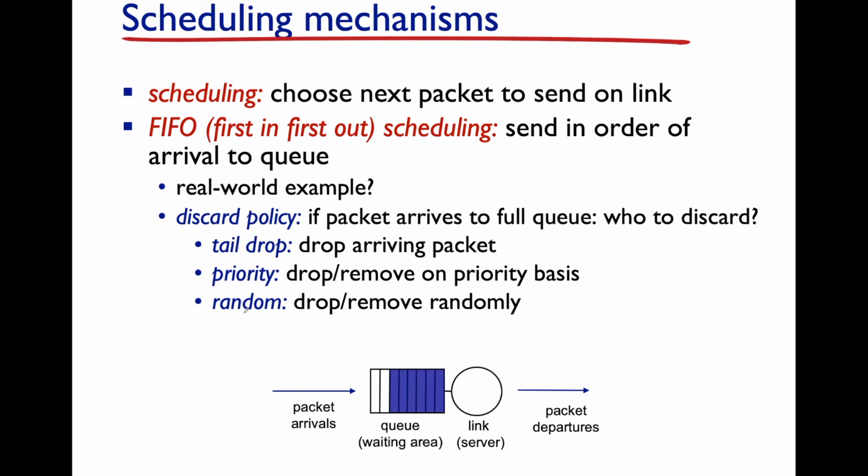You can do priority-based dropping, so you select based on some rank ordering and you drop the one with the lowest priority. Or you can do randomized dropping: you randomly select some entry in the queue, some waiting task, some datagram, and then you just drop it.